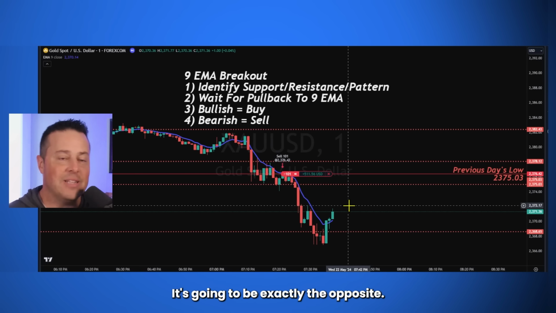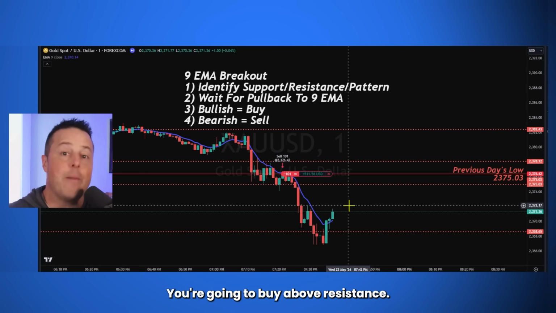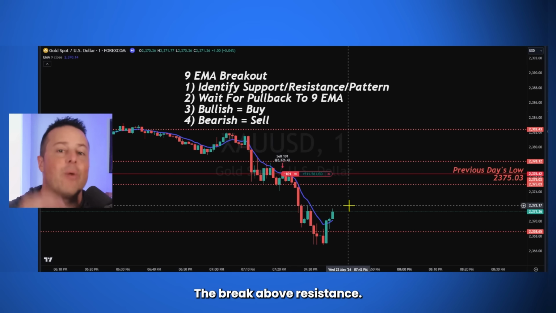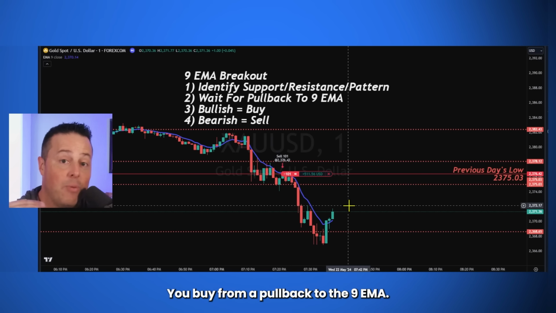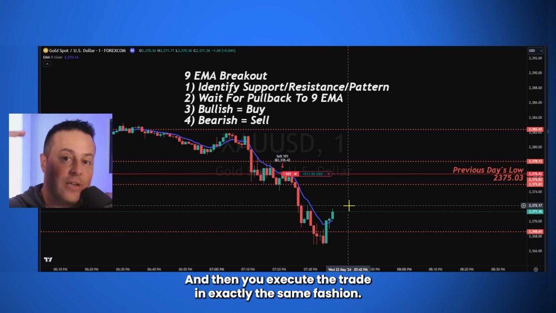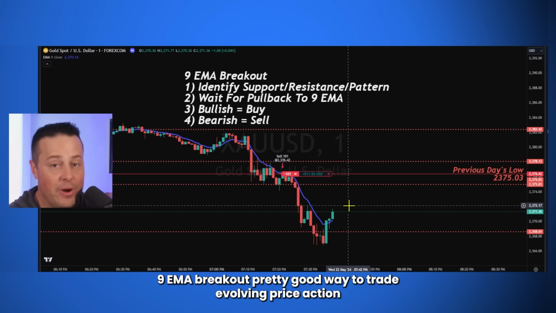Remember, for the long, it's going to be exactly the opposite. You're going to buy above resistance. The break above resistance, you buy from a pullback to the 9 EMA, and then you execute the trade in exactly the same fashion. 9 EMA breakout, pretty good way to trade evolving price action either to the bull or to the bear.